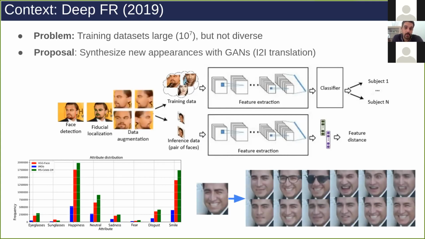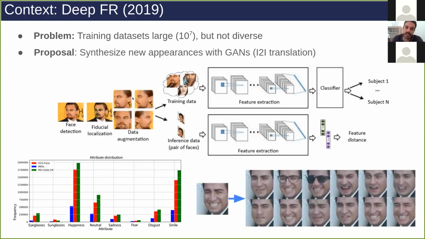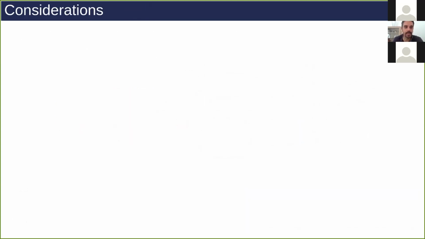The idea and the proposal is to synthesize new appearances using GANs, using image-to-image translation. Then instead of one aligned face, we can have different poses, maybe different expressions, different presence of glasses, non-glasses, so that we can, let's say, tell the model which kind of images it can be possible to receive, and have it, let's say, more aware of possible variations of the input images. All right. This is the idea.